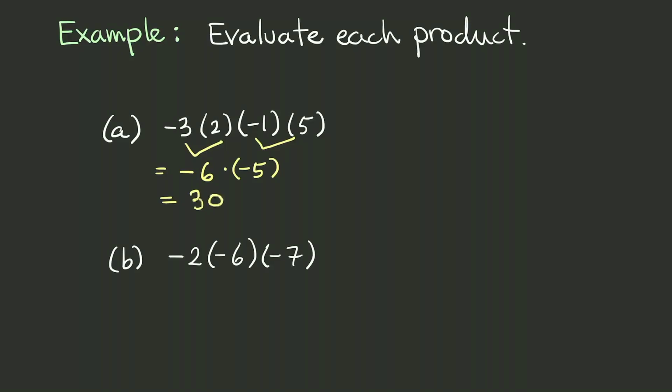Now let's look at the second one. Let's start and multiply these two together. So we have negative 2 times negative 6. That will give us positive 12.